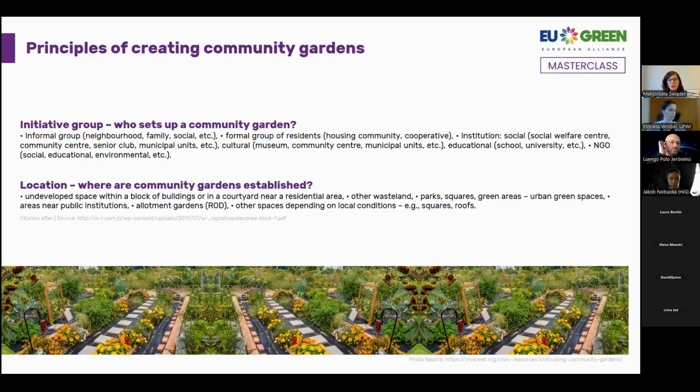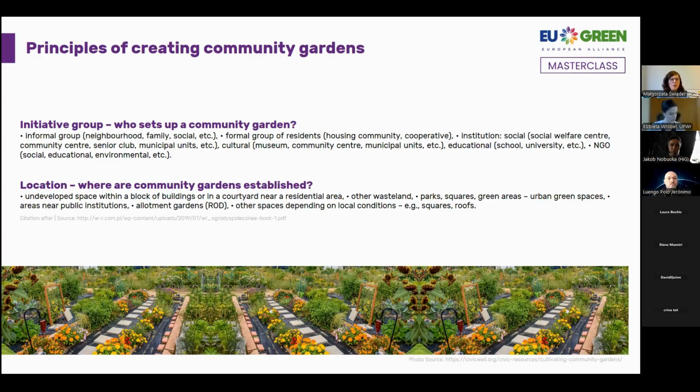So what are the principles for creating community gardens? Of course, there should always be an initiative group, someone who will set up this space. It could be a group of family, a group of neighbors, or some kind of informal group, for example some NGOs, but also some cultural or institutional organizations. We had such an example when a senior club was asking us to provide a project and a prototype of a community garden. So different types of groups could meet together and plan this space according to their needs.